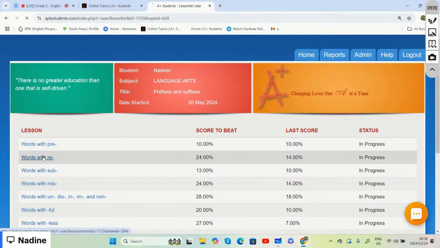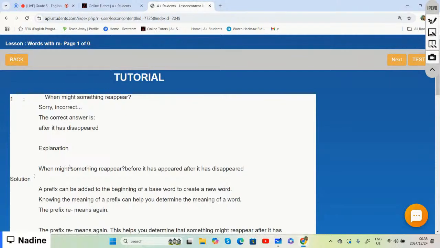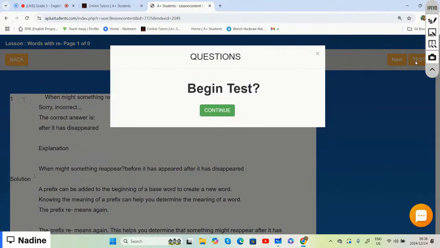All right, so now we're going into words with re. And remember, we said words with re mean again. We already did words with pre, which means before. Now we're doing words with re, which means again.